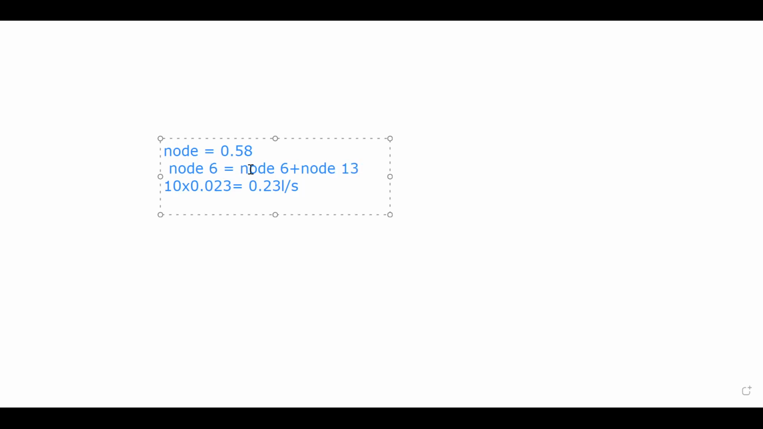Why is it so? Node 6 is the node delivering water to node 13. So 10 houses are directly connected to it, but node 13 is indirectly on its downstream. This is the hardest point of this training. This is the hardest point on this.